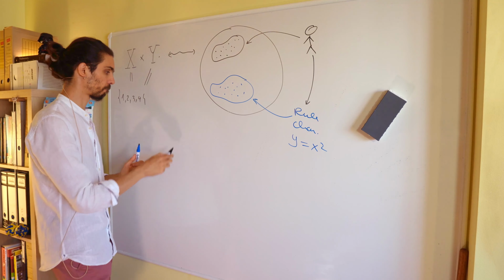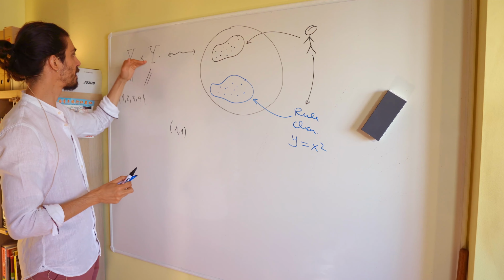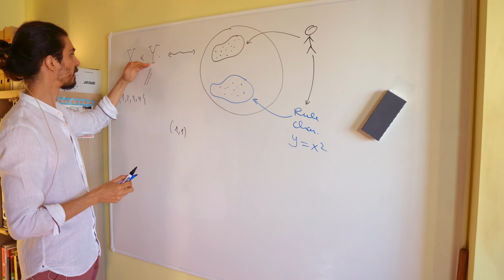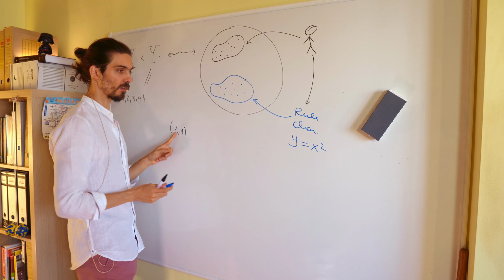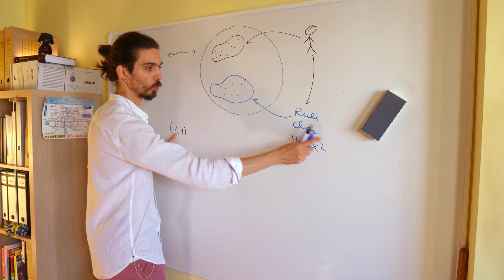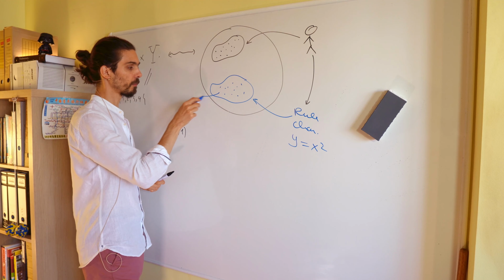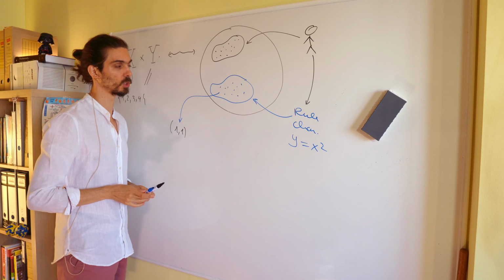For example, (1, 1) is an ordered pair living in the Cartesian product. But does it satisfy that rule? Let's see, x is 1, so x squared is 1, y is 1, so you get 1 equals 1. That is a true statement. And as a result, this ordered pair lives in the subset.